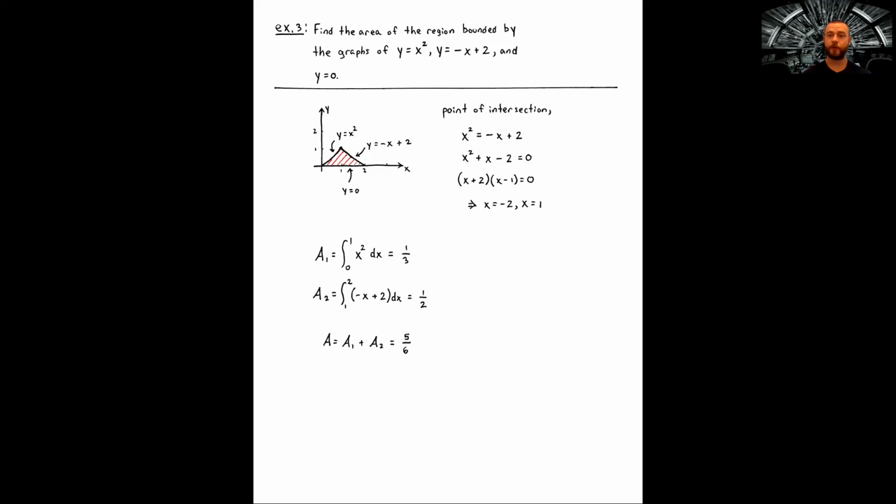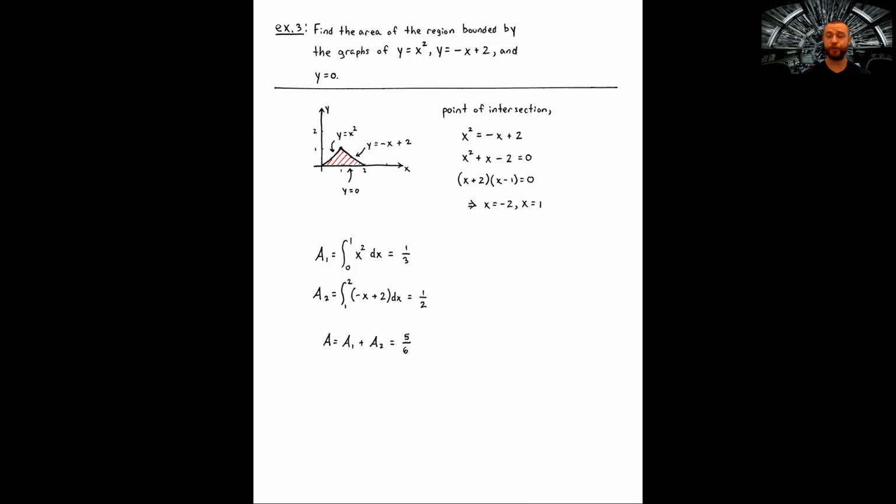The definite integral representing the area for A2, the region between the graph of negative x plus 2 and y equals 0, is also a simple integral. It's an integral from 1, the intersection point, to 2. And it's a simple linear function. We just integrate that using the power rule. You should find that evaluates to 1/2.